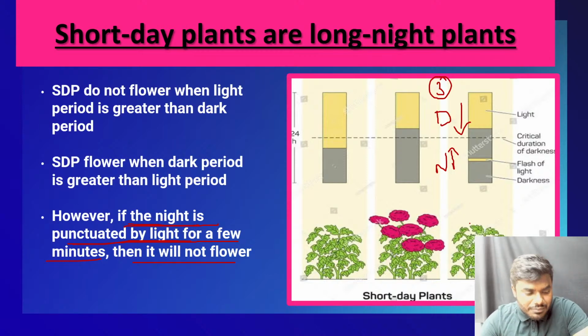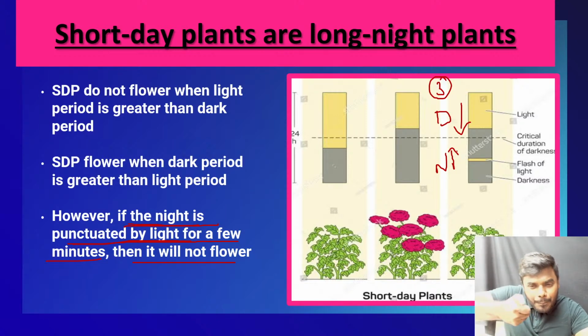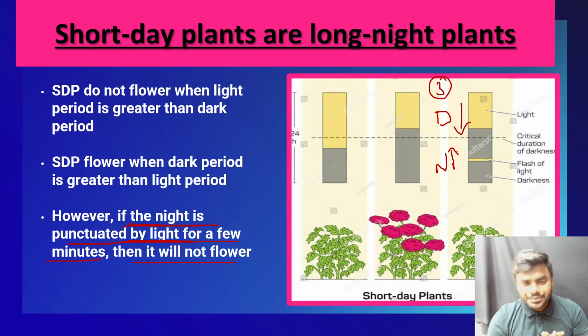But friends, you can observe the picture very clearly. Why did the short day plant not flower? What is the reason behind that? The reason, every student understand, is that we have punctured, we have disturbed this particular night length. Listen to me carefully. How have we punctured or disturbed the night length?